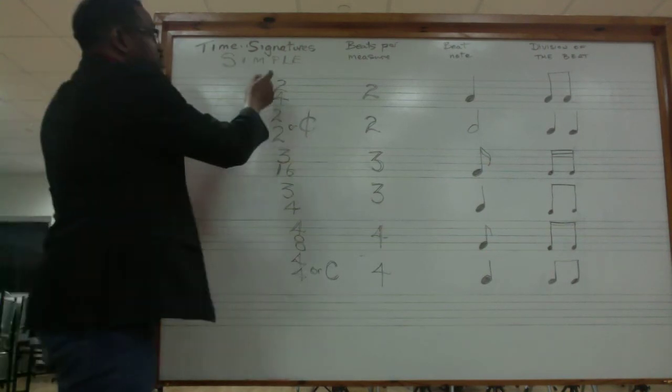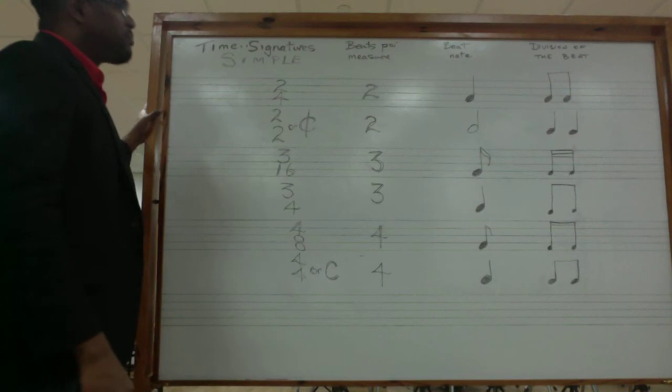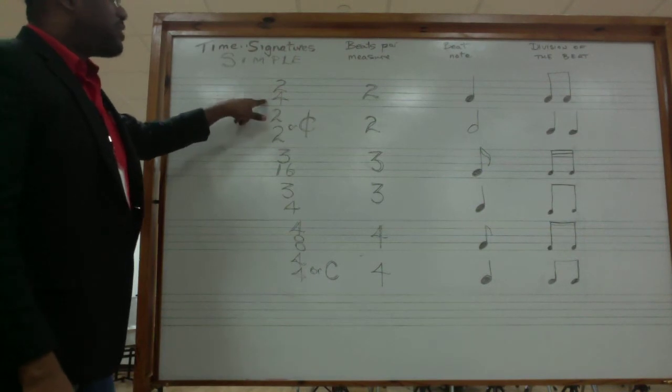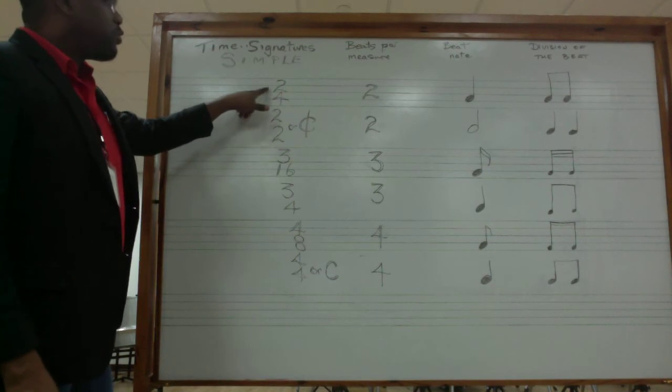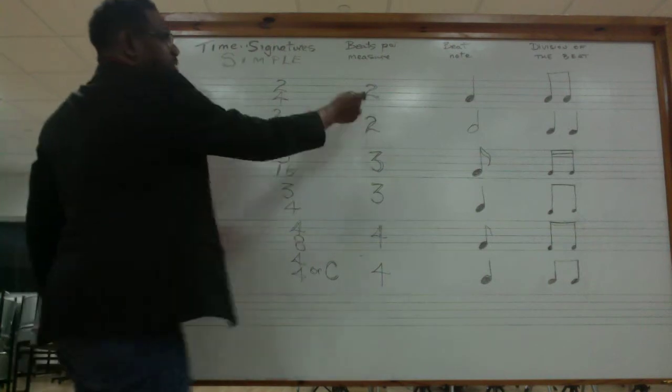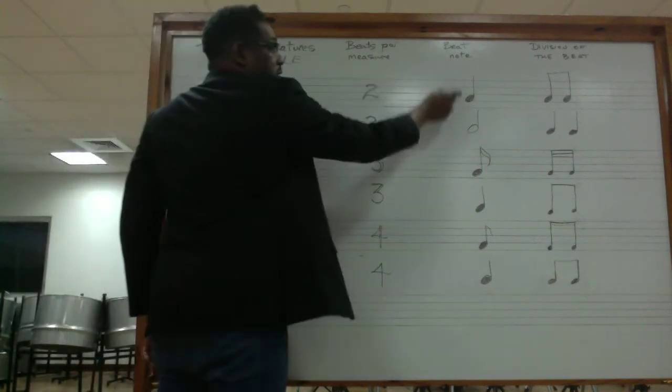So if we have 2/4, we know we have 2 beats. What are the values of these beats? They're quarter notes. 2 quarter note beats. 2 beats, each have a quarter note. 2 beats per measure. Beat note is a quarter note.